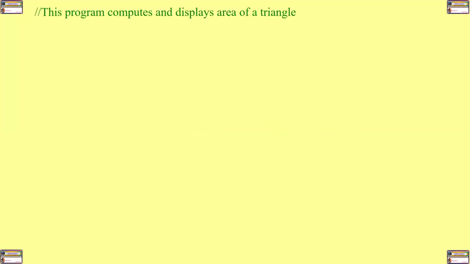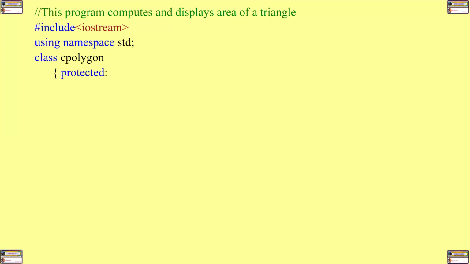So we have our comment: this program computes and displays the area of a triangle. Then we have our include iostream and using namespace std. And then we have our base class, class CPolygon. This class contains protected members, height and width, of type integer. Those are data members. And then we have methods.